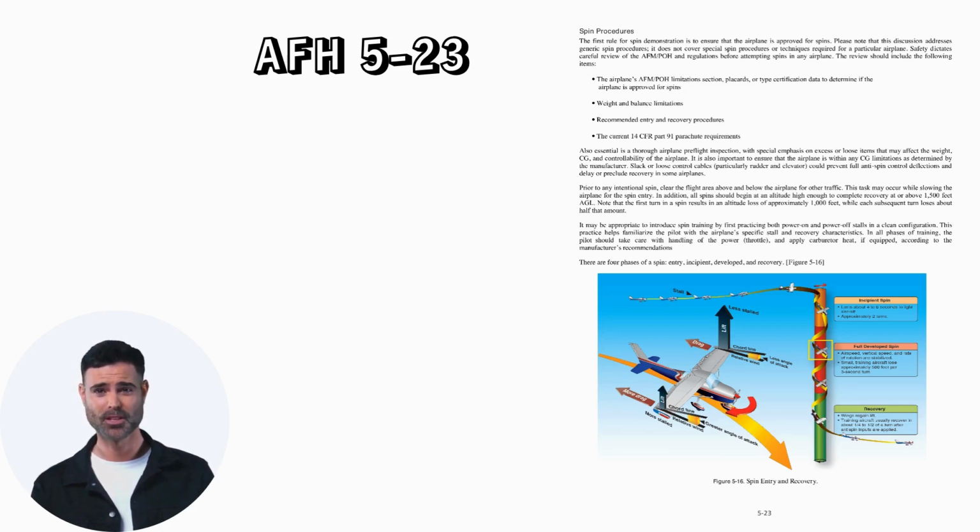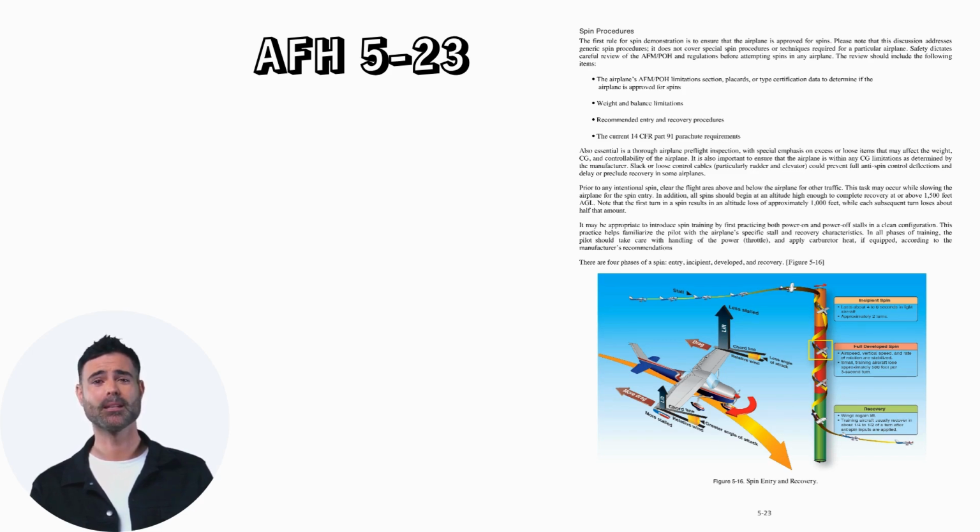It may be appropriate to introduce spin training by first practicing both power on and power off stalls in a clean configuration. This practice helps familiarize the pilot with the airplane's specific stall and recovery characteristics. In all phases of training, the pilot should take care with handling of the power throttle and apply carburetor heat, if equipped, according to the manufacturer's recommendations.